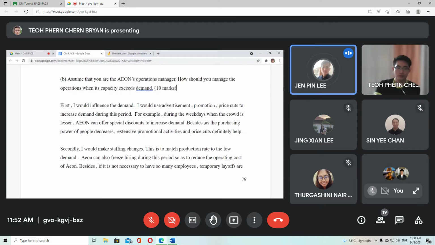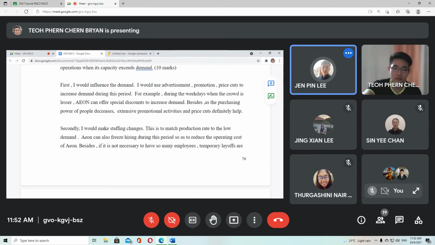Question D. Assume you are Aeon's operation manager. What should you do to manage operations when capacity exceeds demand? First, I would influence the demand. I would use advertisement, promotion, and price cuts to increase demand during this period. For example, during the weekdays when the crowd is lesser, Aeon should offer special discounts to increase demand. Besides, as the purchasing power of the people decreases, extensive promotional activities and price cuts definitely help.